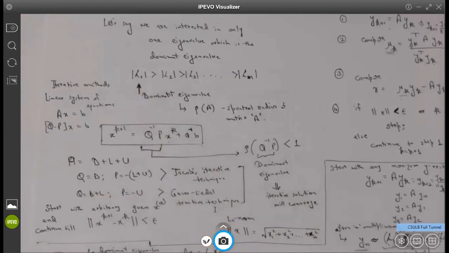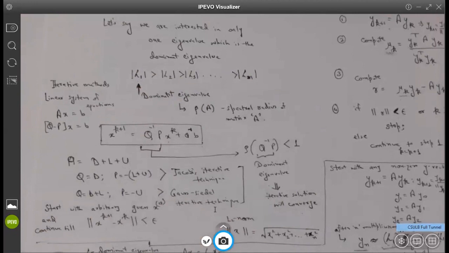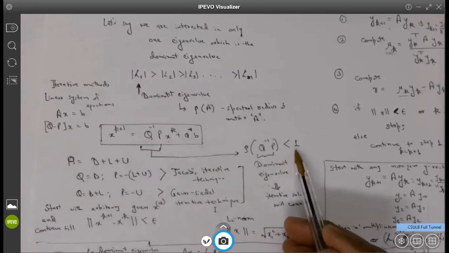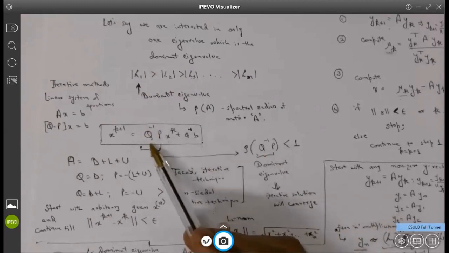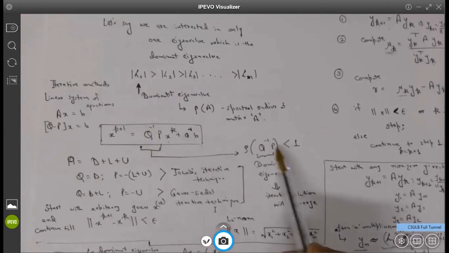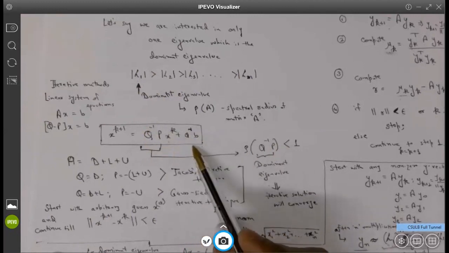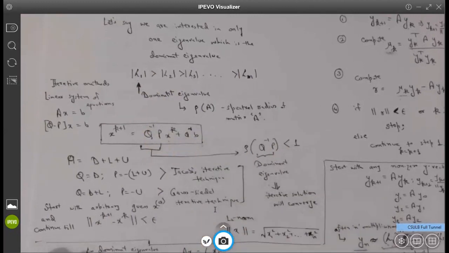Okay, thank you. See what I'm saying? Yeah. Okay, so you said if the eigenvalue is less than 1, that's when it converges. Is that correct? Yeah, if the dominant eigenvalue, which is the maximum eigenvalue of the whole matrix, is less than 1, then only this system will converge. Otherwise, this system will never converge. Okay. Yeah. Thank you.